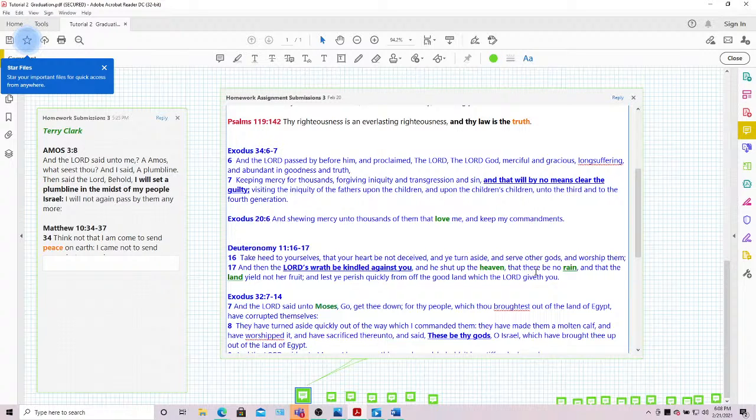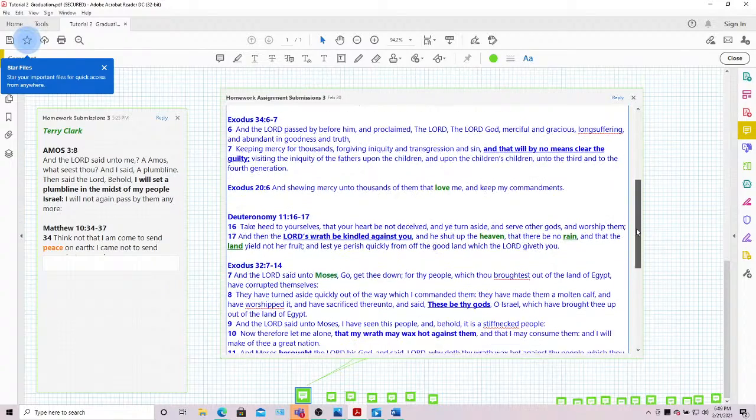Then you turn aside from God and worship other gods, that heaven is going to get shut up, so no more knowledge. And that the land yield not her fruit, so that's us, and we won't be yielding good works anymore, unless ye perish quickly from off the good land which the Lord giveth you. So that was our warning. And then here's an example of us where we messed up.